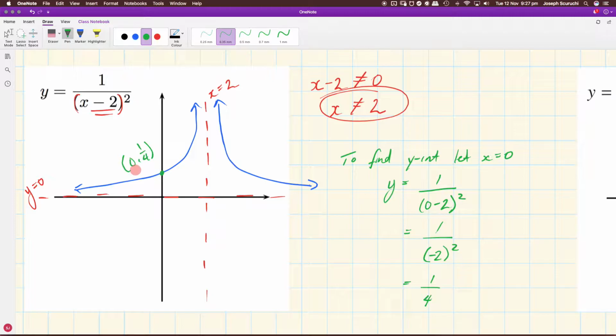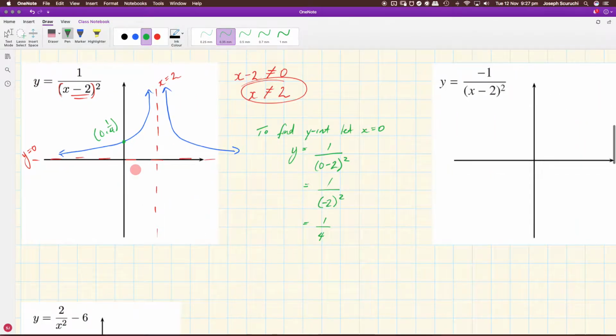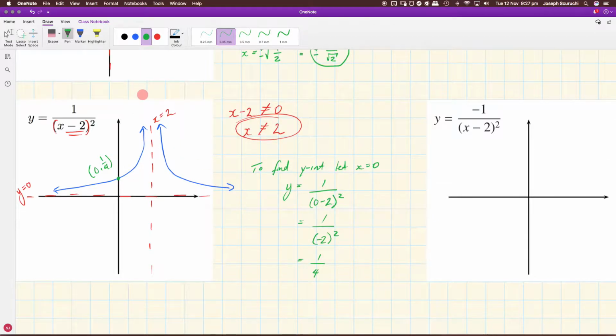I've added in another question which isn't in your booklet. So let's now compare this question to this one. How are they different? Hopefully it's obvious to you. It's this negative out the front. That negative out the front is doing something to it. We know that it is reflecting it in the x-axis.